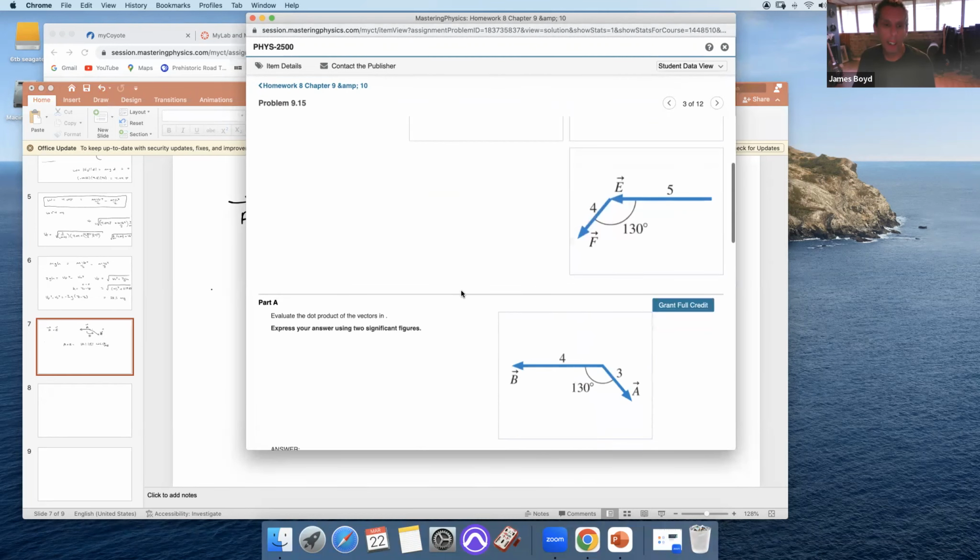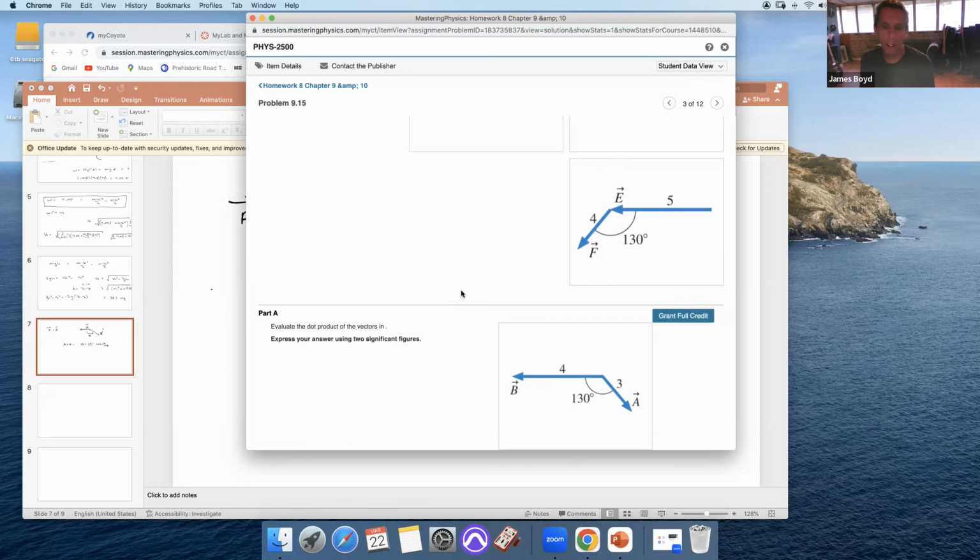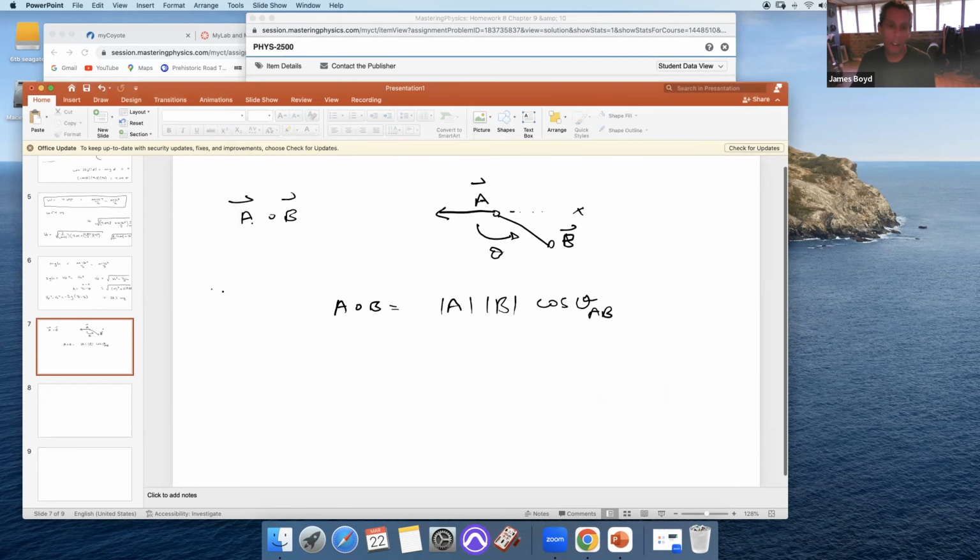So in this first case, we're going to evaluate the dot product of this A and this B. And they've given us everything. Magnitude of A is 3, magnitude of B is 4, and the angle between them is 130 degrees. So in this case, it would be 3 times 4 times cosine of 130 degrees. 12 cosine of 130 is negative 7.7.